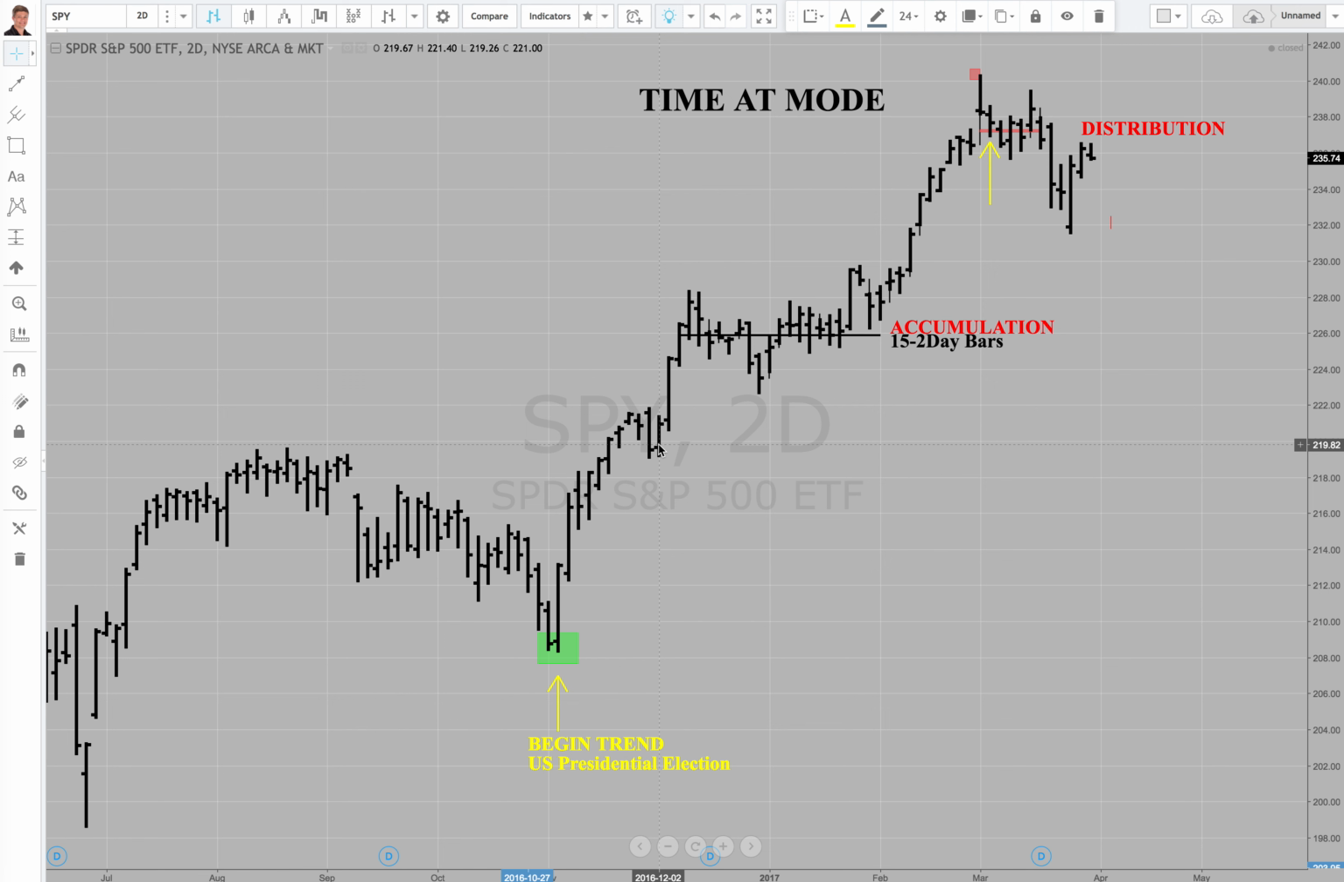I am going to show you today all about time at mode. And this is a handcrafted methodology that I've come up with and named time at mode. I can measure with reliable consistency and methodology the amount of accumulation or distribution that has occurred in any security on any time frame to determine how much time the security can then trend once the accumulation or distribution period is over.